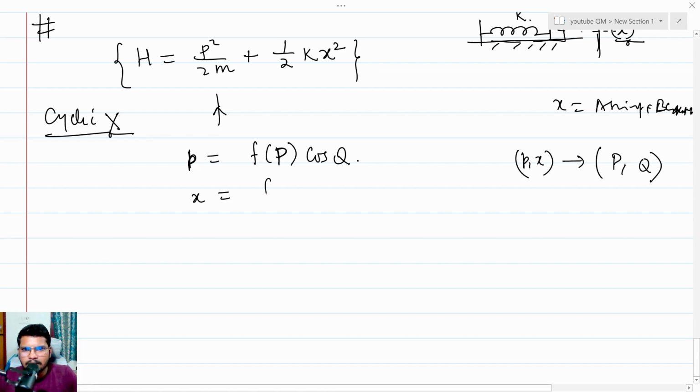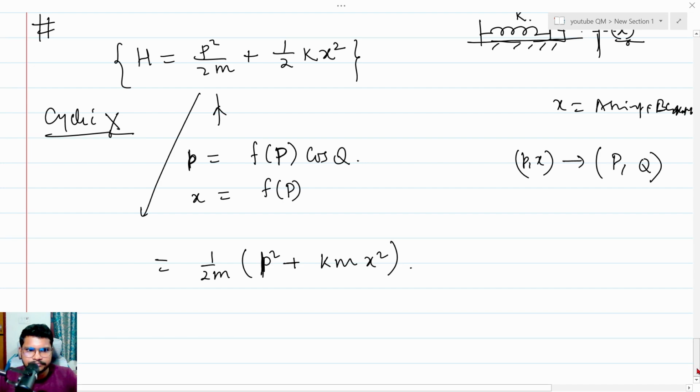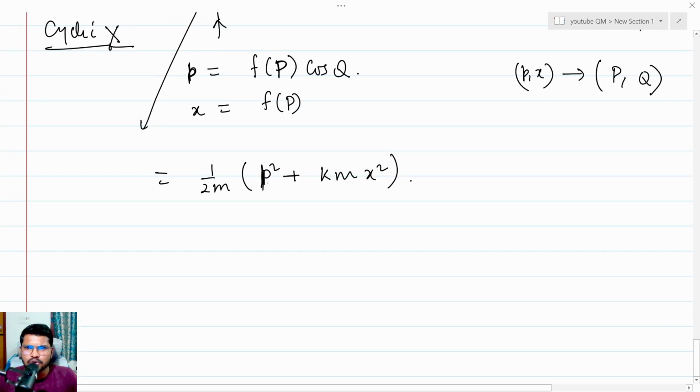what I can say, right? F of P. Let me just again change this thing for you. 1 by 2m p square, small p square, plus 1 by 2 k m x square, right? Now, if this is true, therefore P can be transformed into f of P cos Q, and X would be like 1 by km. Can I take it into square root so that this gets washed away, and would be sine Q, right?